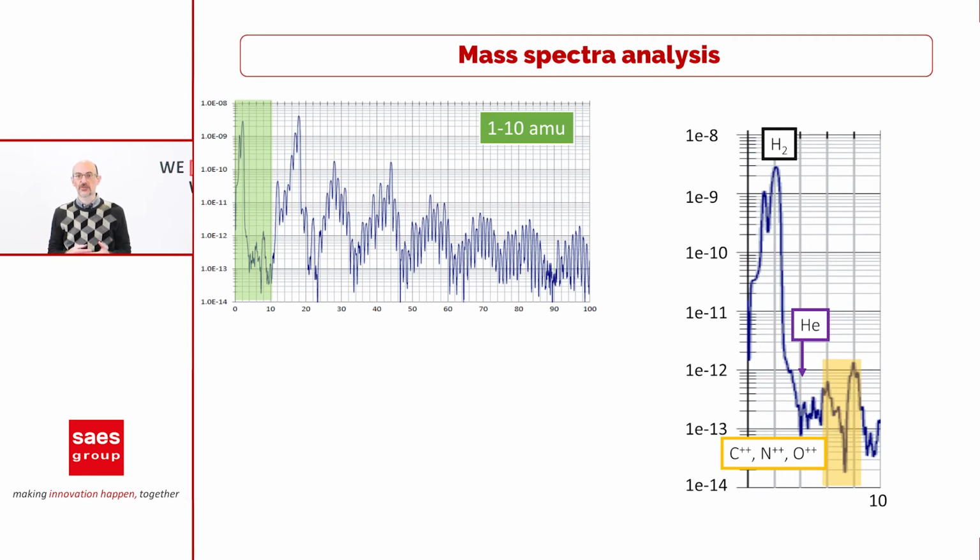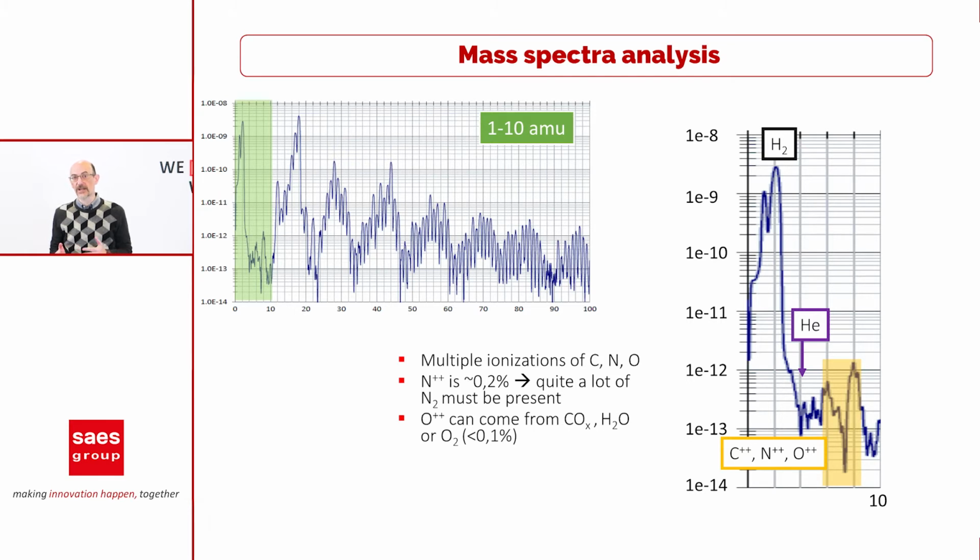Obviously, we find hydrogen, then we have helium, and the multiple ionization of carbon, nitrogen and oxygen at masses 6, 7 and 8. Nitrogen++ is about 0.2% of mass 28, and quite a lot of nitrogen must be present to see it. O++ comes from carbon oxides, water and oxygen. In general, these peaks are strong indications of possible leaks.